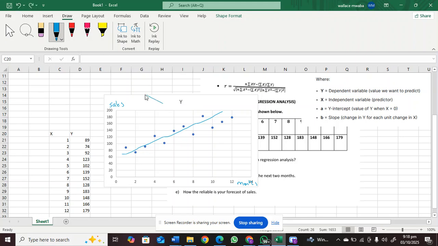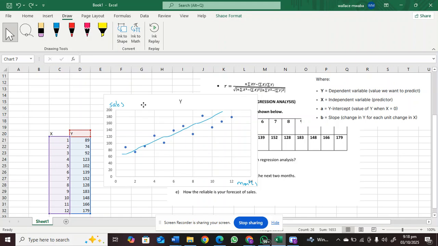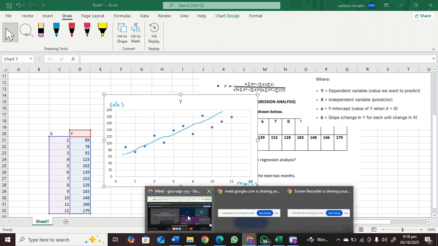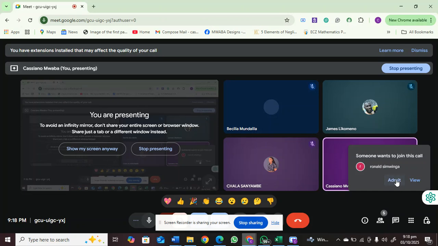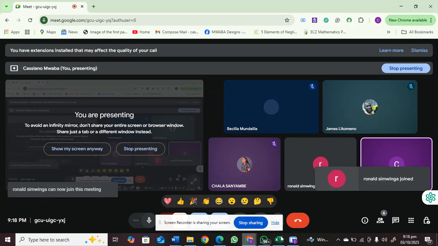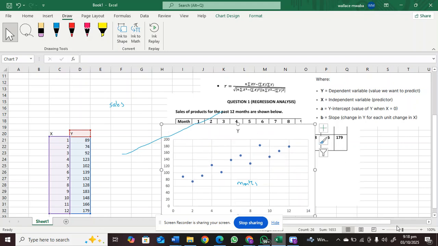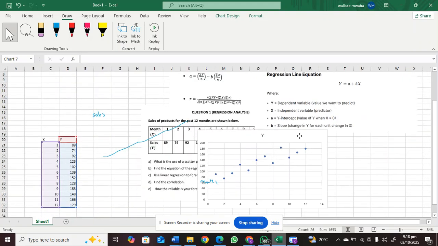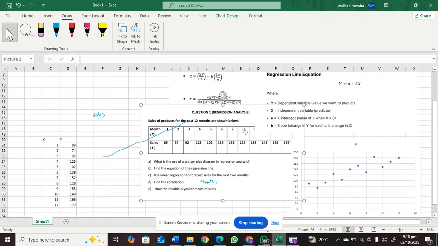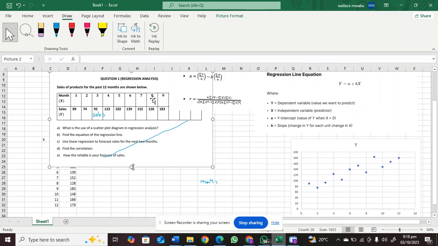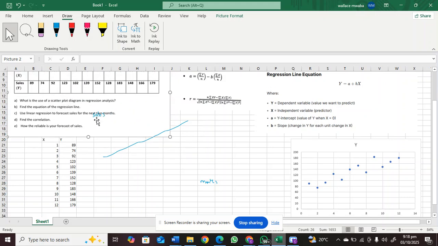Any questions before I start doing the calculations? So this is the scatter plot diagram we're talking about in part A. It gives you a visual of the relationship between the two variables. Now we need to get the regression line, the equation. So I'll put the scatter plot this side, and now we need to get the equation.